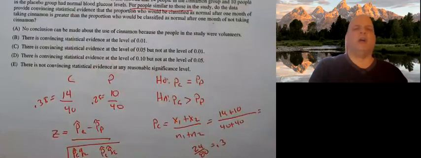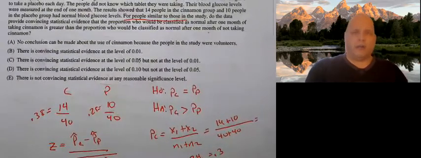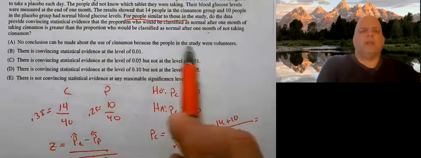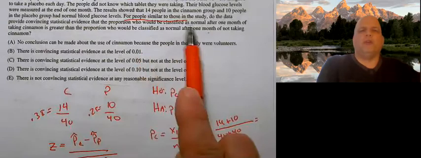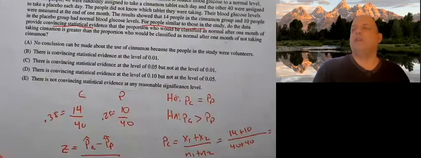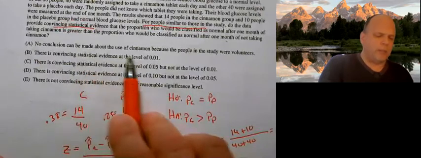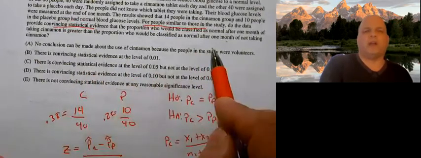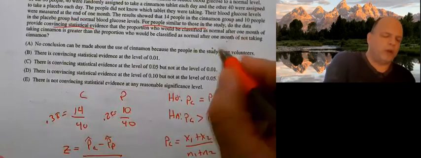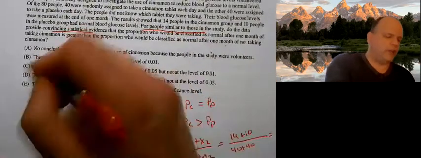And let's look at our answer choices. The question was, is greater than, for people similar to those in the study, do the data provide convincing evidence? So we're looking for convincing evidence, and the answer is no. Conclusion can be made about cinnamon because the people in the study were volunteers. No, we don't care that they were volunteers. Volunteers are usually used for experiments, but because they were volunteers, we said that they had to be for people similar to those in the study, so that's not it.